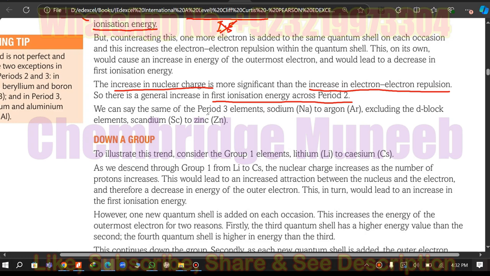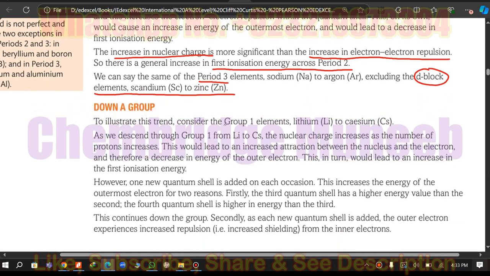This is happening in the same way in period 3, but you will need to exclude the D block elements. The D block elements means the transition elements, because for transition elements there is another type of trend which we will discuss later on.